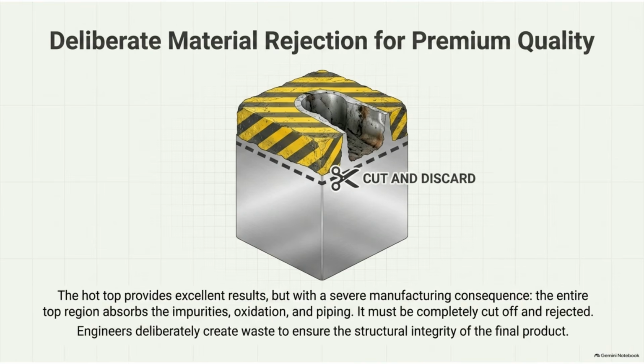Achieving premium quality often requires deliberate material rejection. Because the top region absorbs the impurities in piping, it must be cut off and discarded. Engineers intentionally create waste to ensure the integrity of the final product.